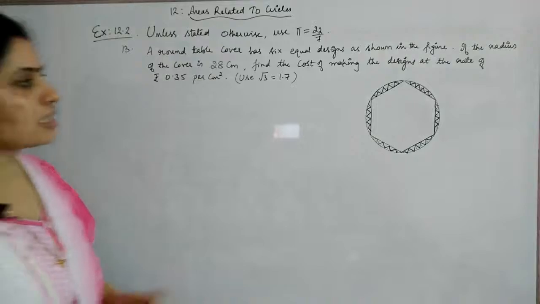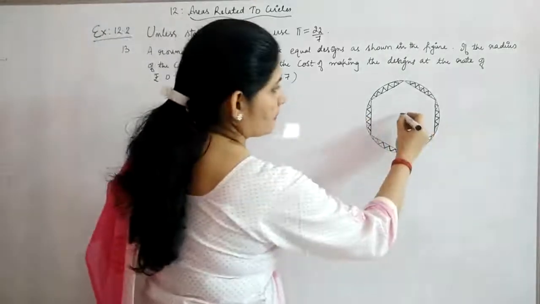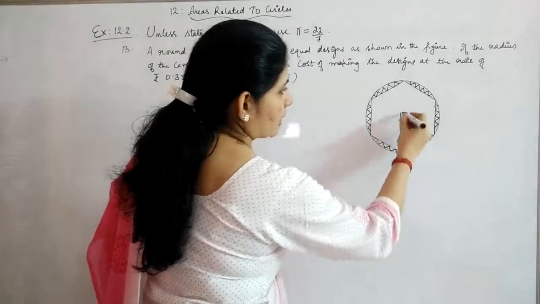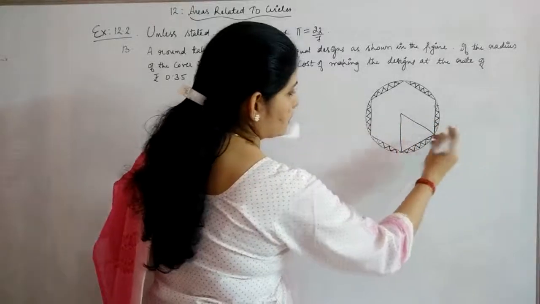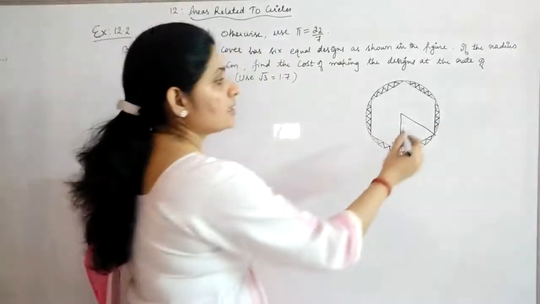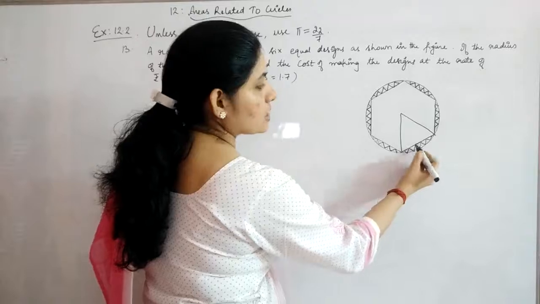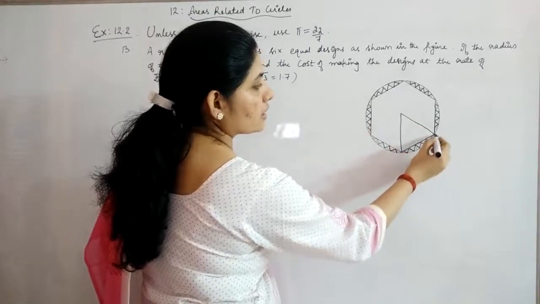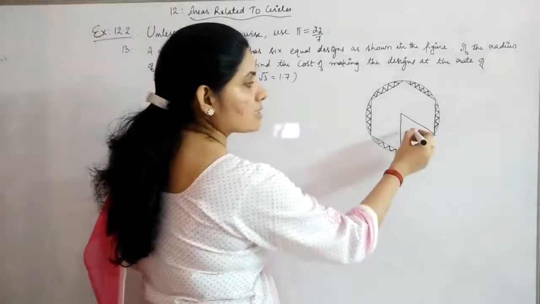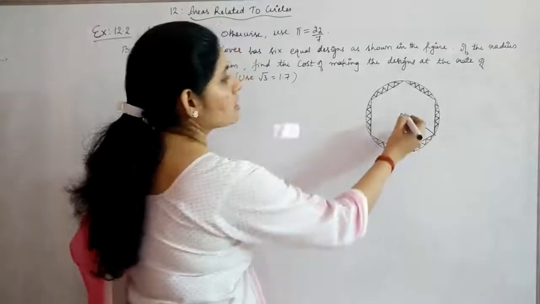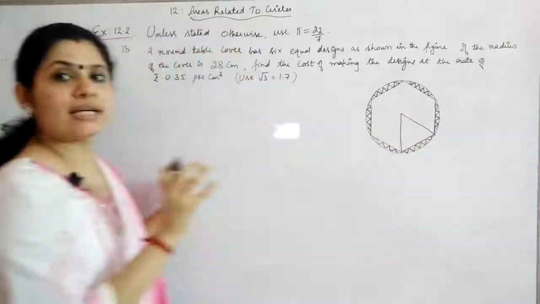So from the center, if you consider any of the sectors like this, in order to get the area of this minor segment, what we will do is find the area of the sector minus the area of the triangle. And now you have to find out what that angle is.